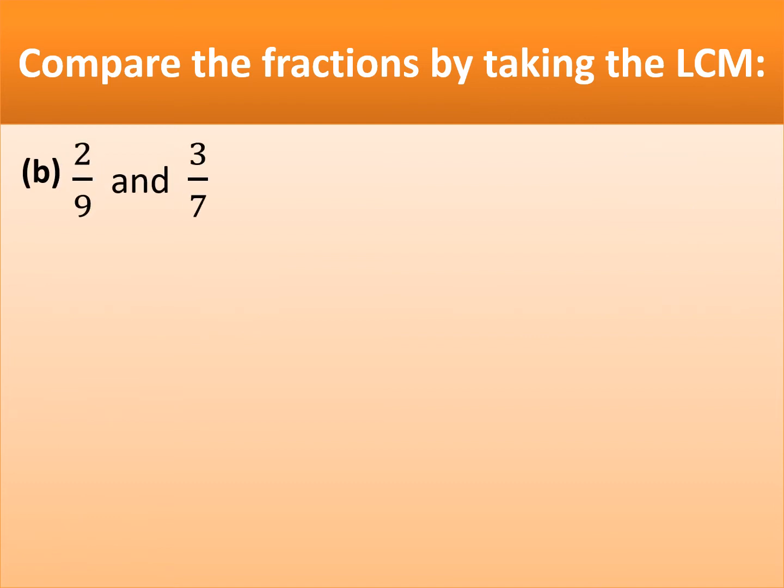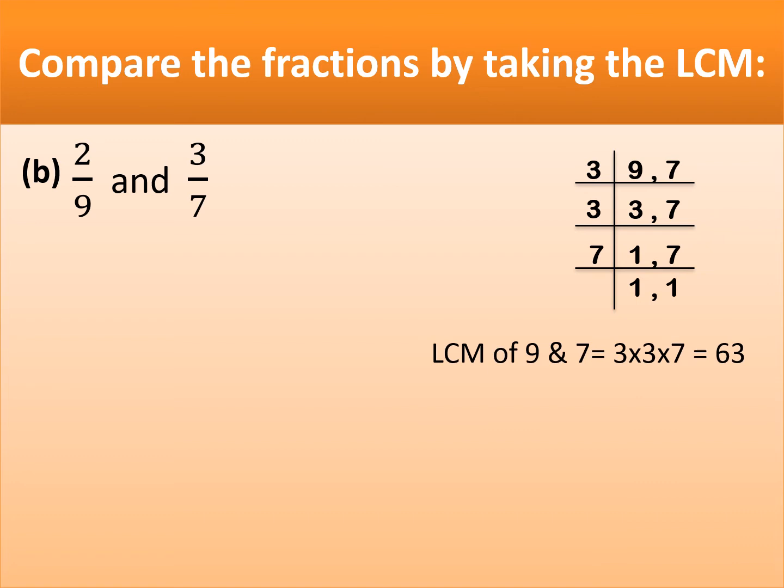Let's solve one more question. Question number B. Compare the fractions 2 upon 9 and 3 upon 7 by taking the LCM. We cannot compare 2 upon 9 and 3 upon 7 because their denominators are different. To make the denominators same, we will convert them into like fractions. For this, we need to find the LCM of 9 and 7. As we see, the LCM of 9 and 7 is 63.